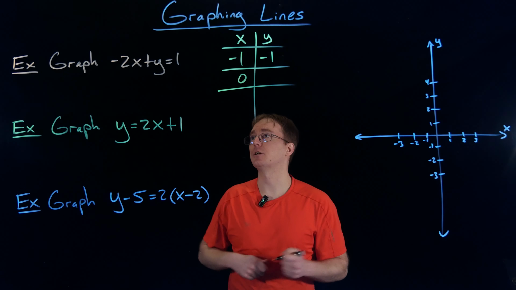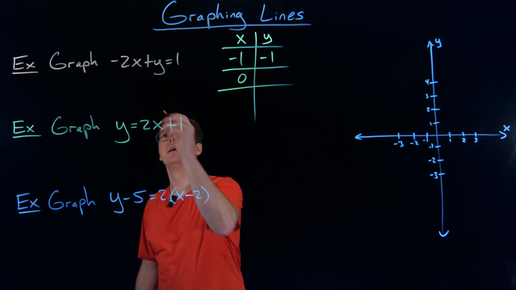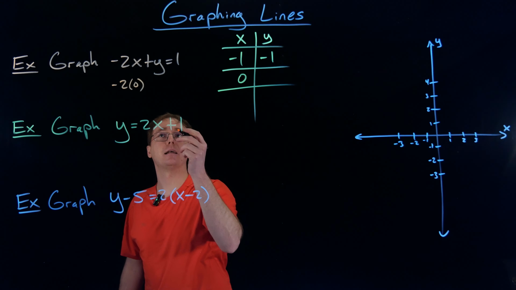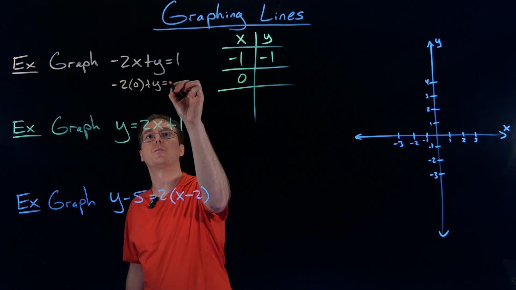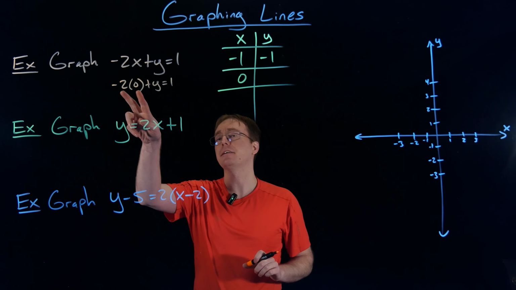So if we look at our first equation, it says -2 times x plus y is equal to 1. Well, now our x value is 0, so we get -2 times 0 plus y is equal to 1. This simplifies very nicely and very quickly. -2 times 0 is 0, so that just disappears, and the left-hand side is just y. So we get pretty quickly and right away that y is equal to +1.